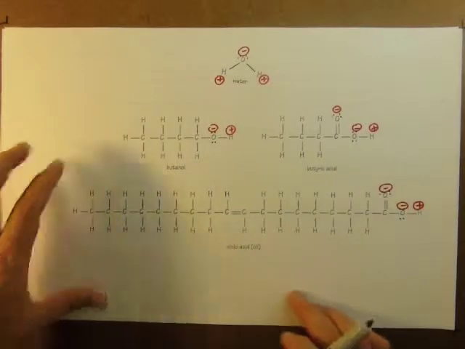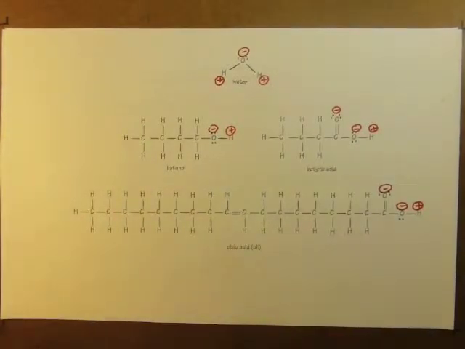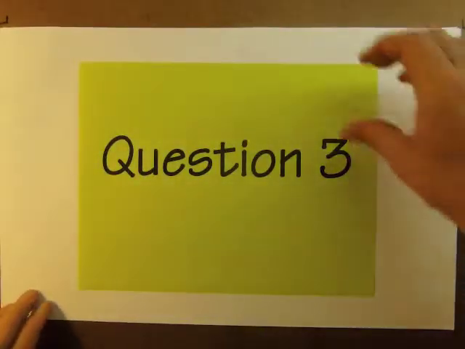All 4 of the molecules are able to make hydrogen bonds. And how you can tell is because they all have oxygen, and they also have oxygen bonded to hydrogen. Those are the things that you look for to tell if hydrogen bonding is possible. Next, let's look at question number 3.